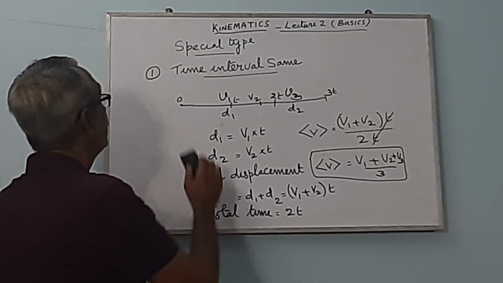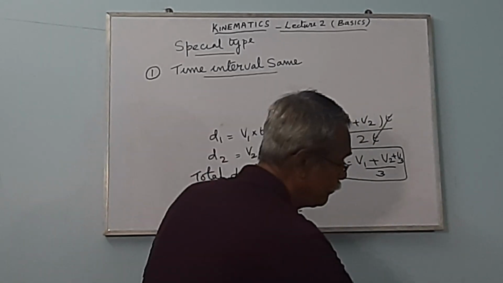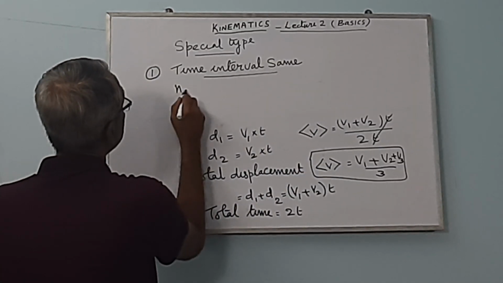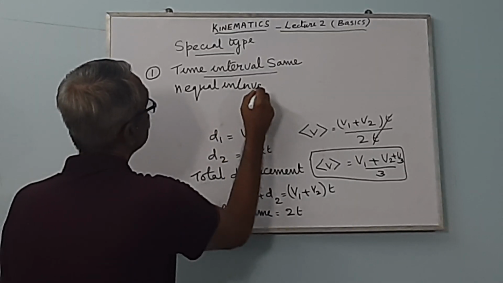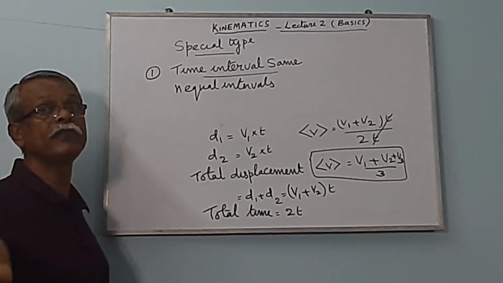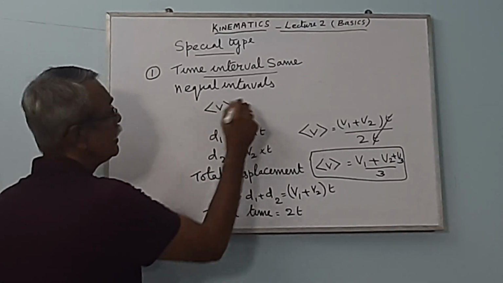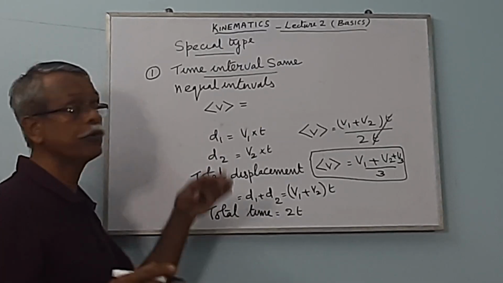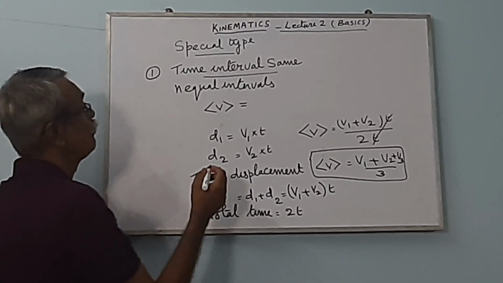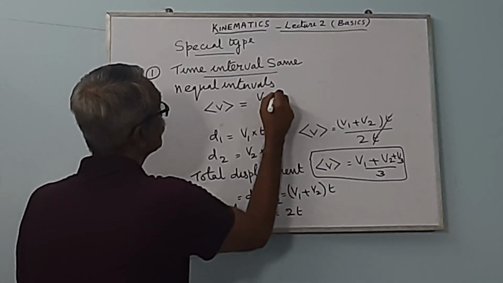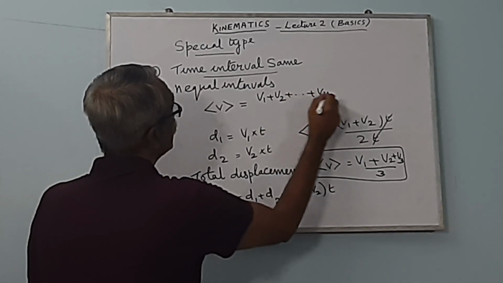In general, if there are n equal intervals and n velocities, then the average velocity, if it is unidirectional, its magnitude will be the same as that of the average speed. Therefore, we write only the average velocity. That will be equal to v1 plus v2 plus and so on, plus vn, divided by n.